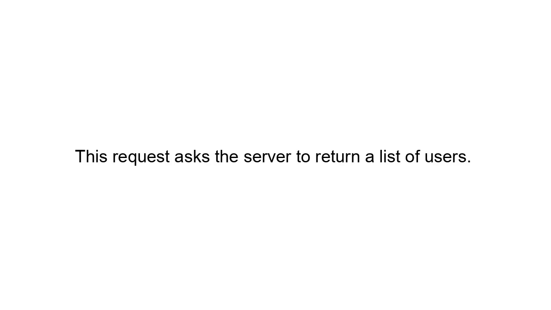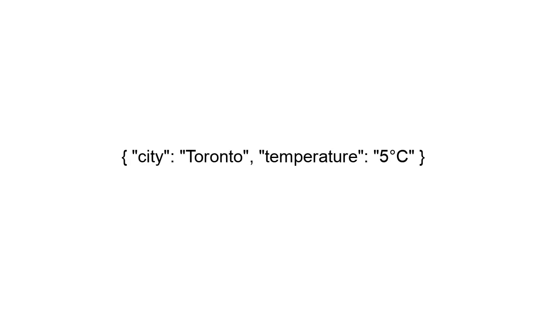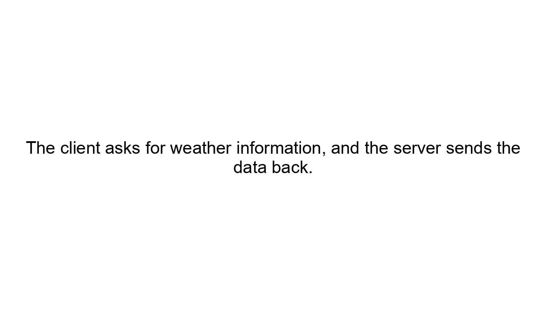Example API request: GET /weather?city=Toronto. Example response: { "city": "Toronto", "temperature": "5 degrees Celsius" }. Explanation: the client asks for weather information, and the server sends the data back.